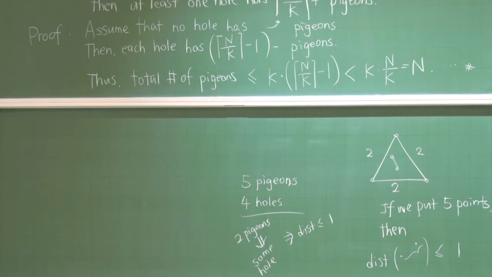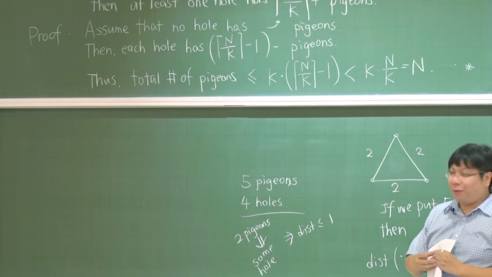Anyone have seen this problem before? No? Okay, anyone has some idea? Okay. There is a triangle. We want to create 4 holes based on this triangle, such that it has a property: if 2 points are inside the same part, they will have distance less than or equal to 1. This is a 2 by 2 by 2 triangle.